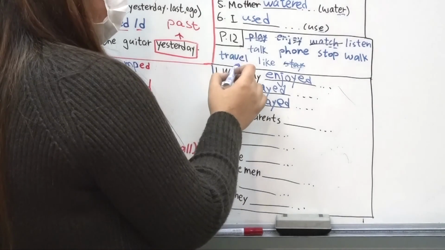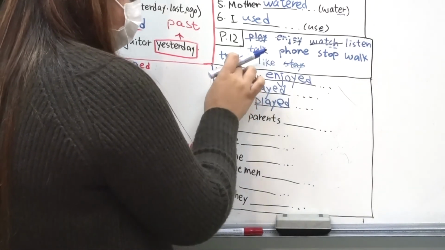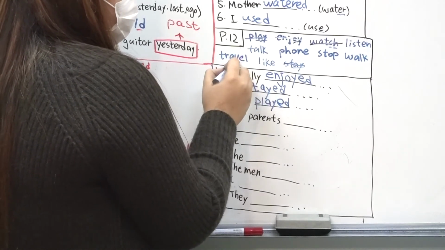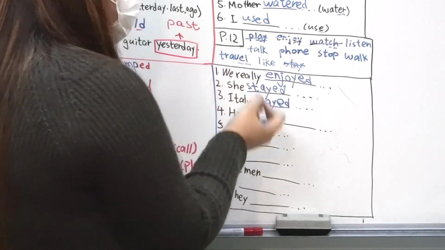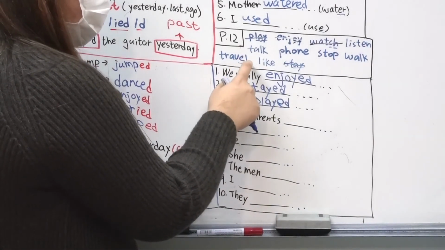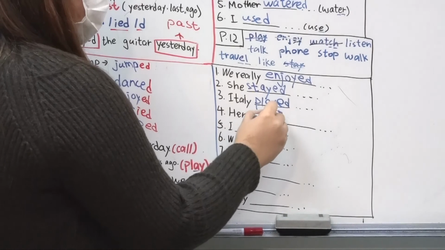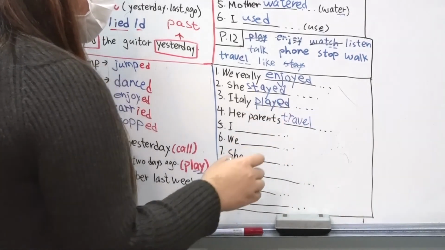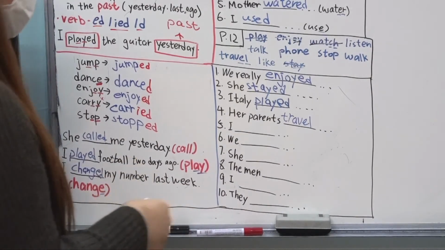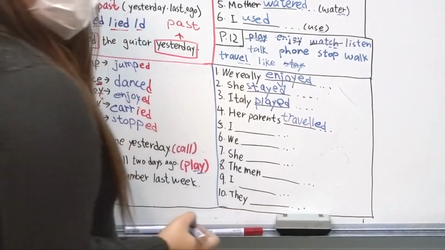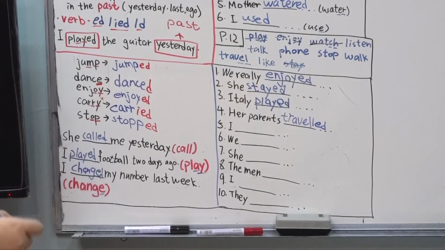The verb travel ends with a vowel and a consonant, right? Travel, a vowel E and consonant L. So what we have to do? We have to double the last consonant and then add ed. Okay? Hope you understand.